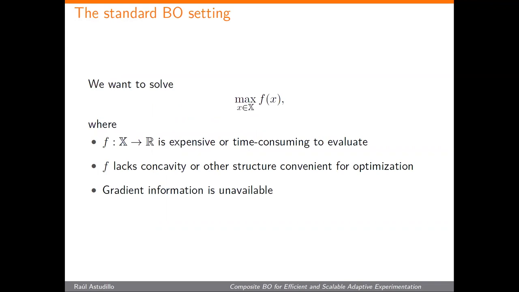Okay, so let's start with standard Bayesian optimization. Here we want to solve optimization problems where the objective function is expensive or time consuming to evaluate. We also make no assumptions, so f lacks concavity or other structure that would be convenient for optimization. Otherwise, we would probably be using a different type of algorithm. It is also often the case that gradient information is unavailable, even though there are a few papers that talk about incorporating gradient information within Bayesian optimization. So virtually we're not making any assumptions. This is very general. Many real world problems have these characteristics, and that's the reason why Bayesian optimization has become very popular.